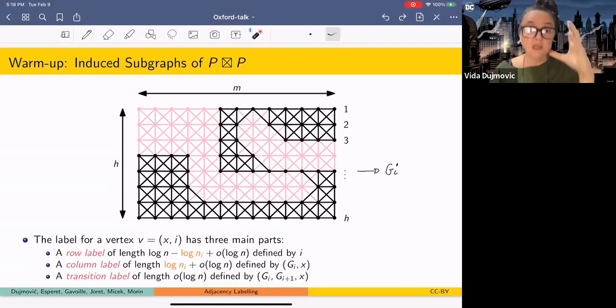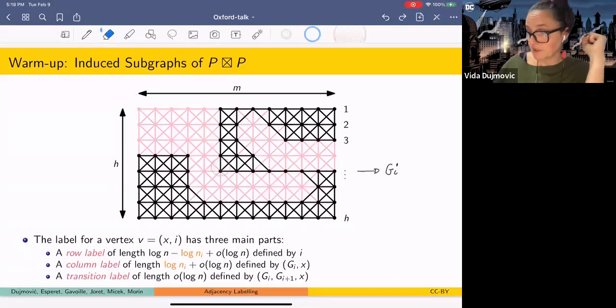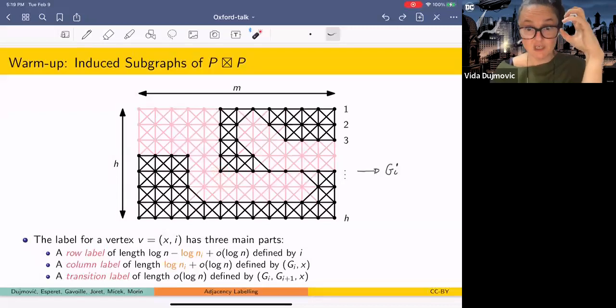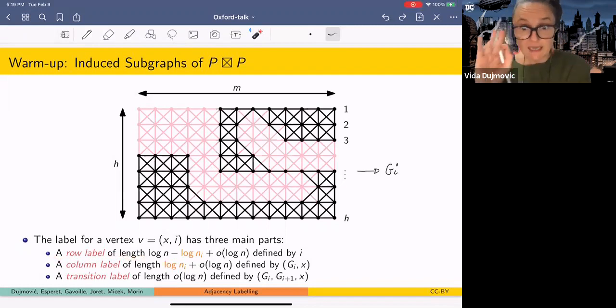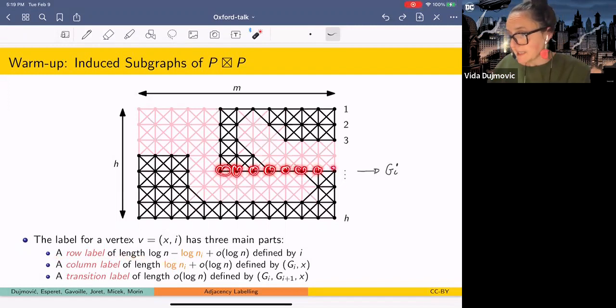So here are the three parts that every vertex that is actually in the graph is going to have. It's going to have a row label, a label that corresponds to its row. It doesn't mean it's its row number. It's just a label, and all the vertices that are in the same row get the same row label. And I'm going to do that by saving a bit.